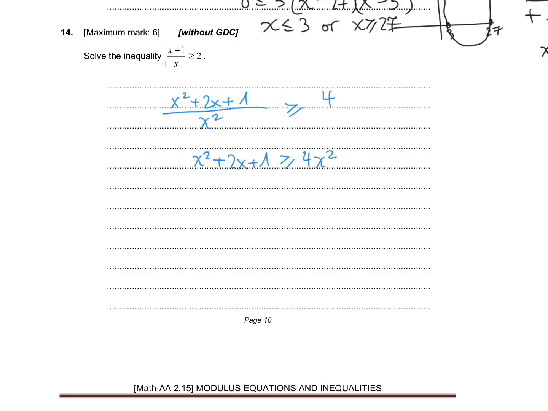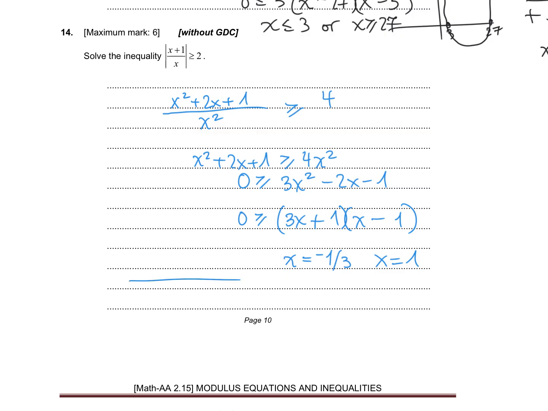And then we need to get this side to 0. So we've got 3x squared minus 2x minus 1. So we've got 3x, 1, x, and 1. And we need a negative 2, positive 1. So zeros are negative 1/3 and 1 on the number line. And it's quadratic up, and we want that less than 0, so it's in between negative 1/3 and 1.